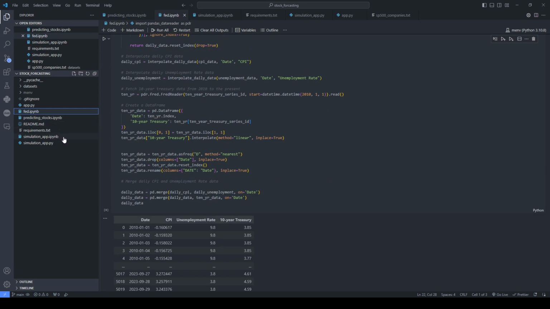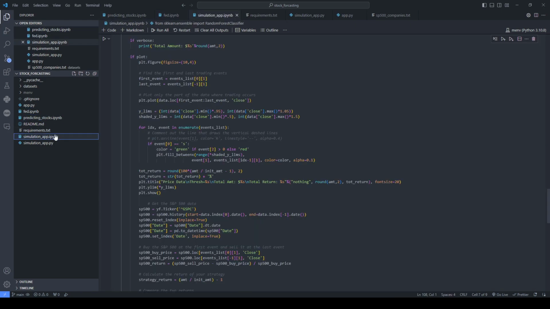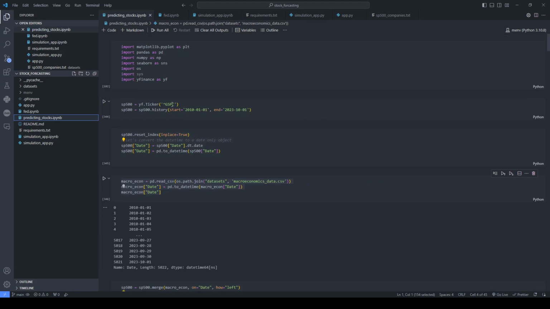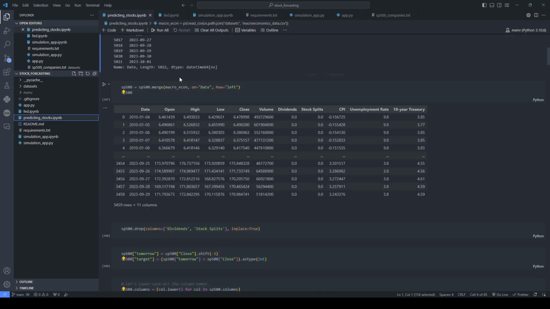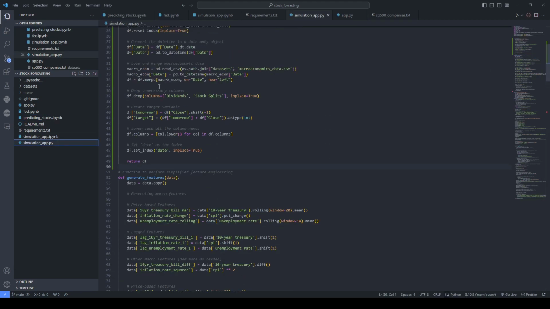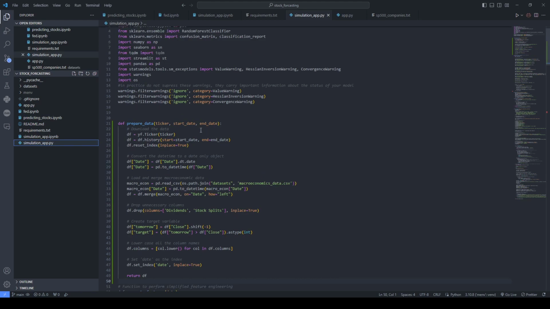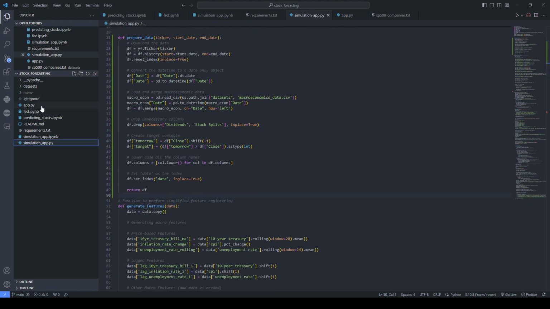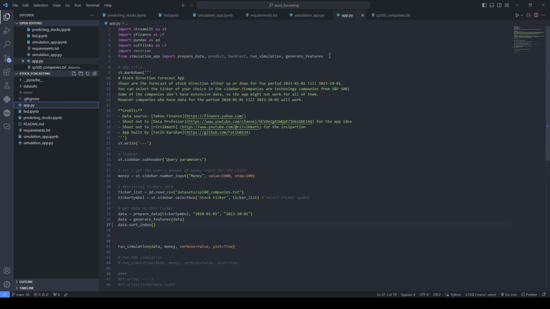In simulation underscore app IPMB and prediction stocks IPMB, I basically played around, worked on the first one, and collected everything here, so I can get them as a module here. You see here, right? Simulation app.